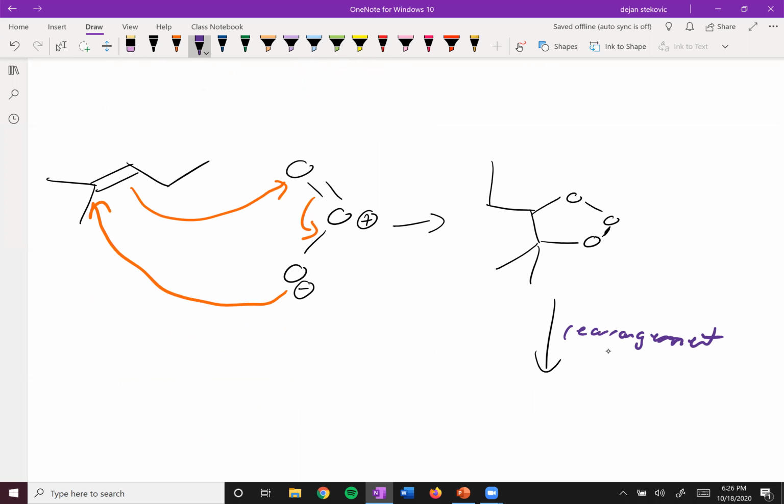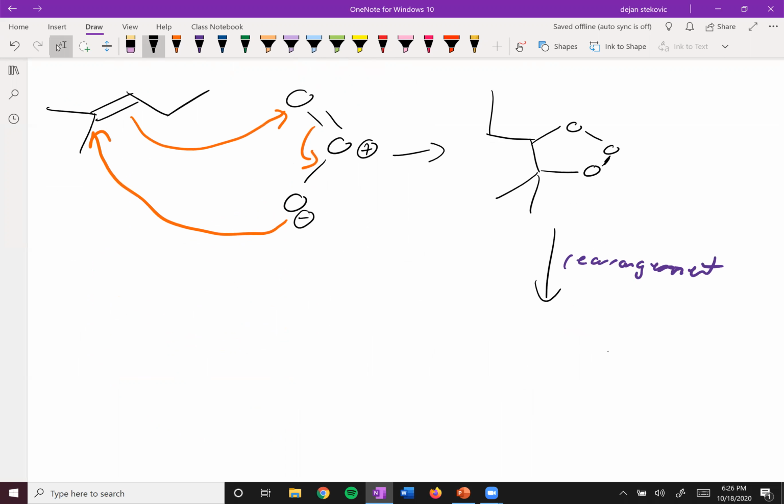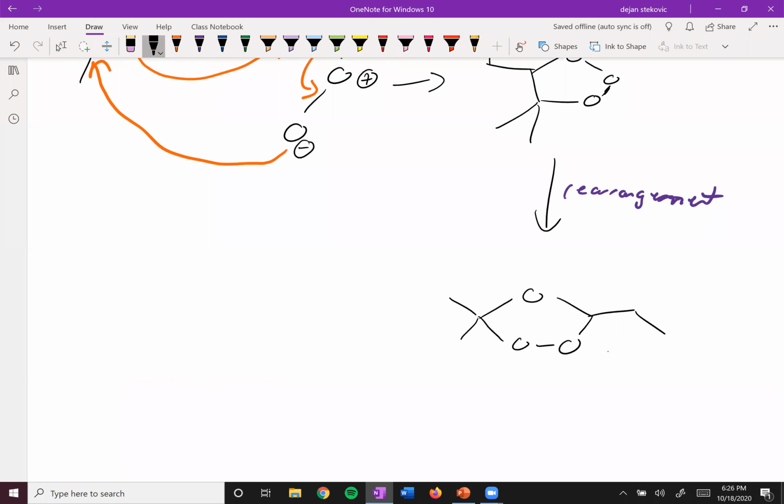We won't worry about the mechanism of the rearrangement. It's just not that important, but it does rearrange into another 5-membered ring with 3 oxygens, but now one less oxygen-oxygen bond. And then once we're in this oxidized form, we can add some kind of reducing agent. And what that does is give us our final product.